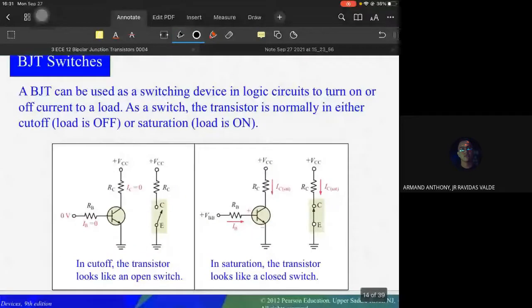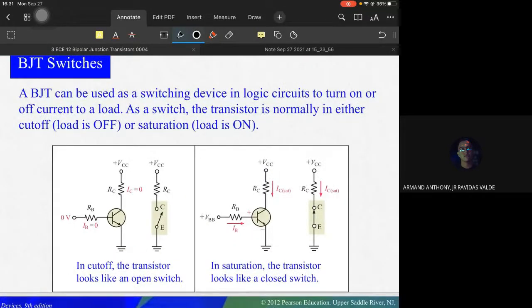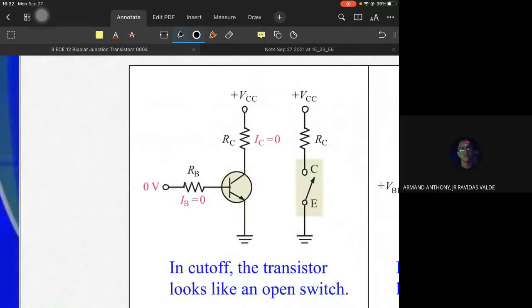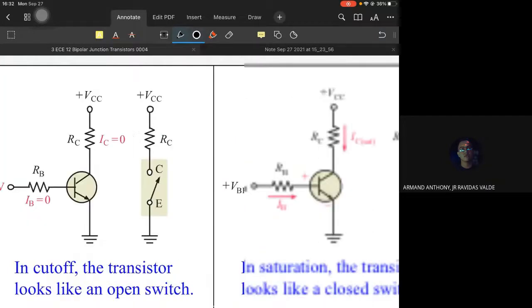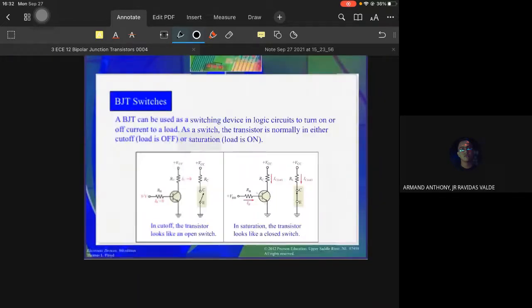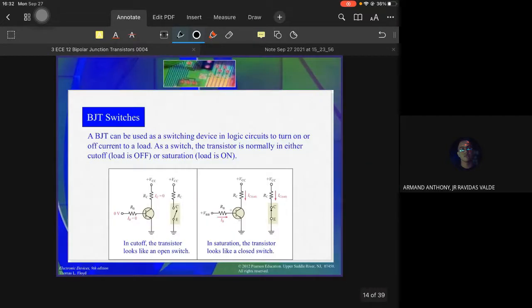The BJT acts as a switch. In cutoff, the applied voltage at the base, VBB, is equal to 0. For saturation, it should be high enough to saturate the collector current. Okay, I guess that's it.